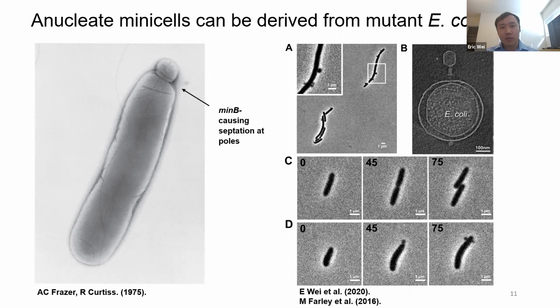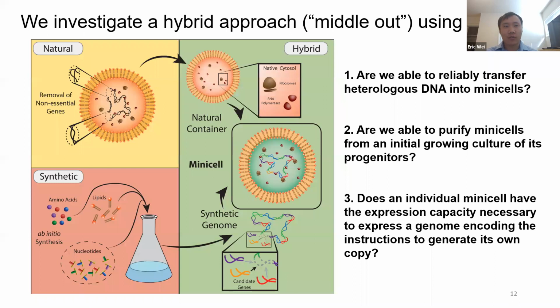So these mini cells, which receive a portion of the cell milieu, machinery, and membrane but lack a genome because of the size and the way they're formed, bring up the question: can we use a mini cell, which serves as a natural container, but build up the genome synthetically, bottom up, as a hybrid approach that utilizes mini cells as a way to build synthetic cells?